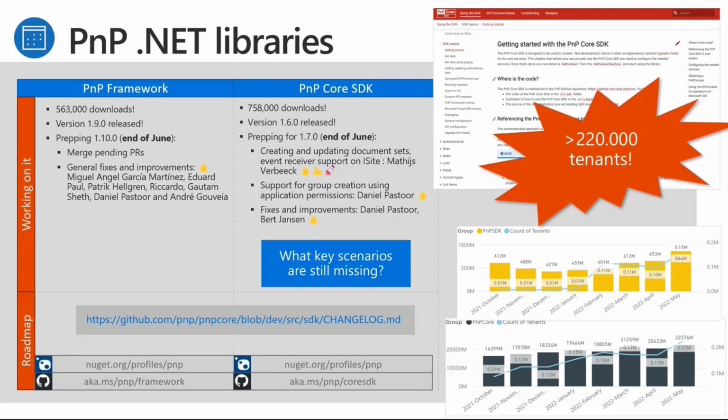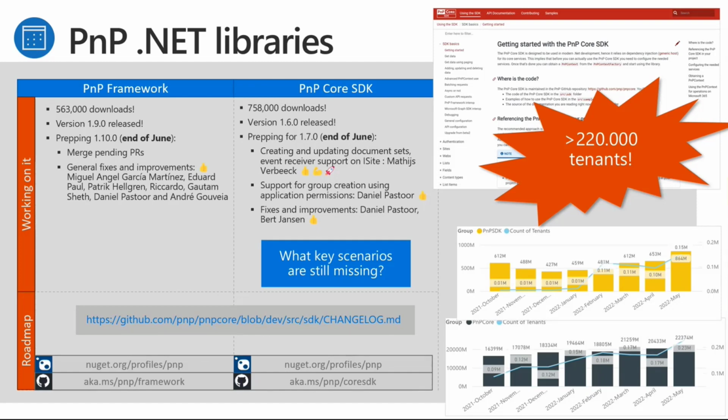On the CoreSDK side, I want to call out a couple of things. First, we have support for document sets. So in Graph, a while ago, we introduced the APIs for working with document sets, and these have been mapped into PnP CoreSDK. So you can just use document sets like any other PnP CoreSDK approach. You don't have to understand the Graph approach or the CSOM or REST things. You just use it, it works. And that was done by Matthijs Verbeek.